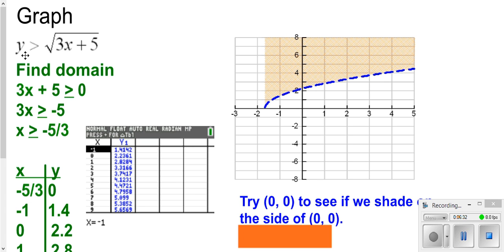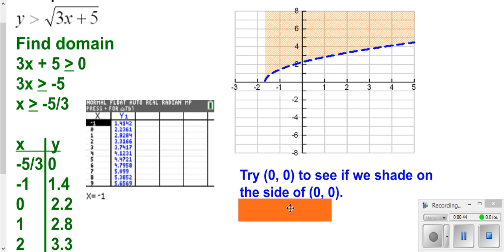Greater than or equal to, when y is larger than, that means you're going to be taking your graph and you're going to be shading where the y's are larger, which is shading straight up. So this is what your graph will look like. If you wanted, you could go ahead and try the point 0, 0, plug it into your original function, and in this case it would not work, so you'd want to shade the other side.